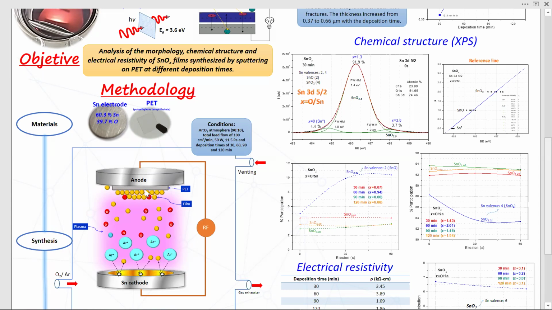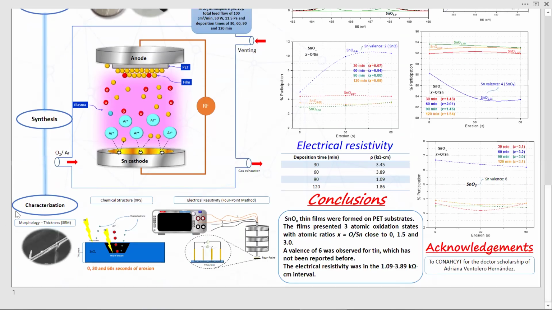The conditions for the synthesis of the films were an oxygen-argon atmosphere and deposition times of 30, 60, 90, and 120 minutes. In the obtained materials, the morphology was analyzed using SEM. Their chemical structure was analyzed using XPS, and the sample was analyzed without erosion and with argon ions erosions of 30 and 60 seconds. And their electrical resistivity was analyzed using the 4-point method.